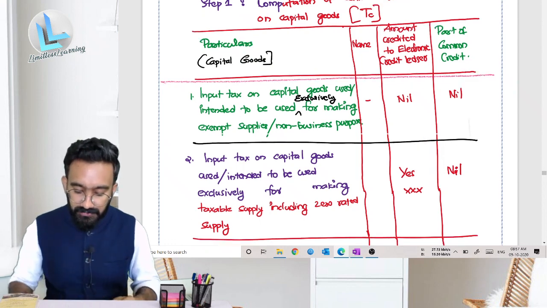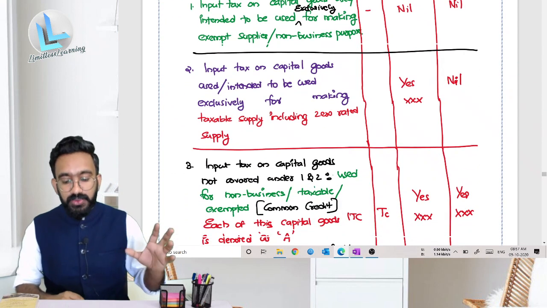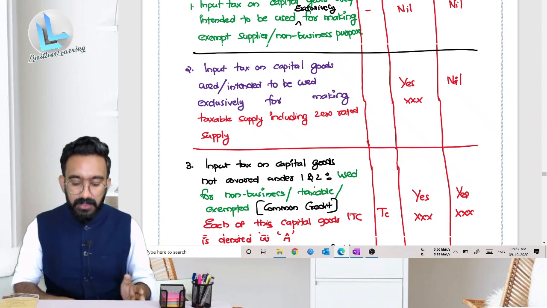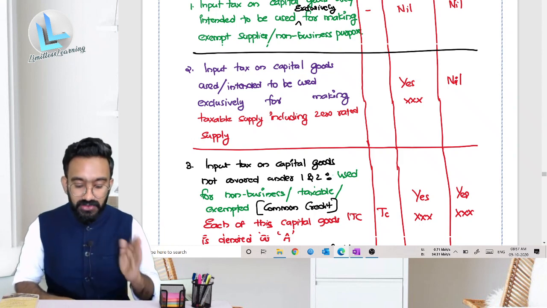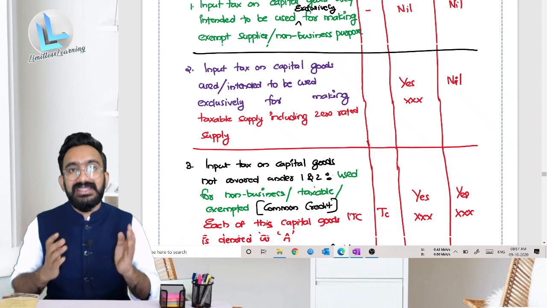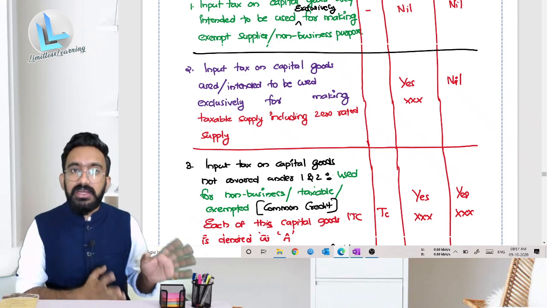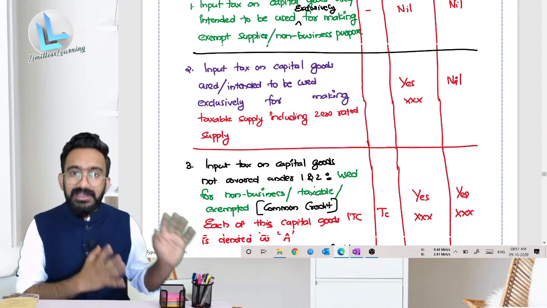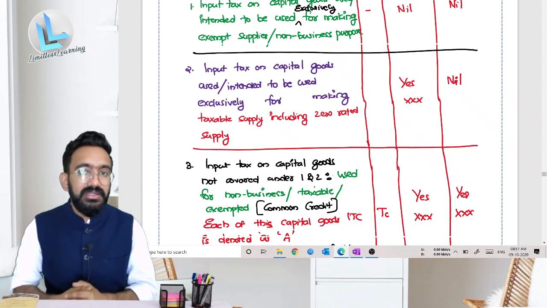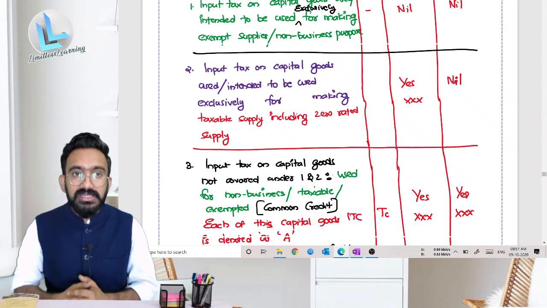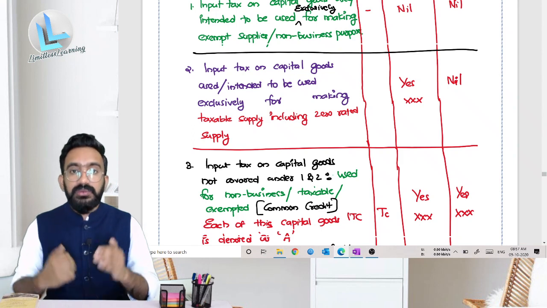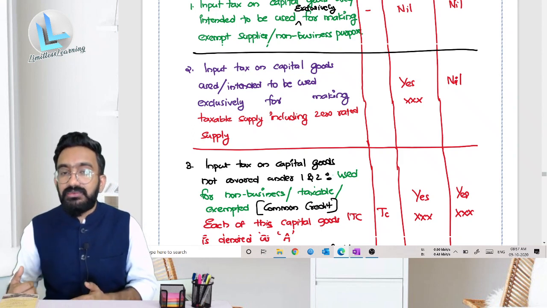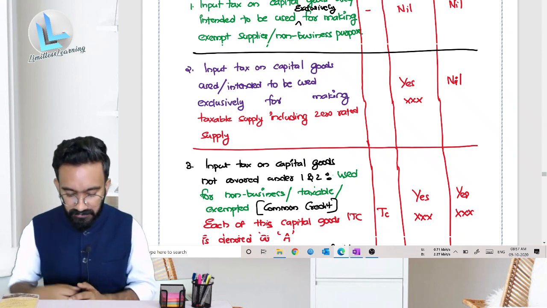Then the second type of capital goods is that I have input tax on capital goods which are used or intended to be used exclusively for taxable supply, including zero rated supply. This is fully used for taxable and zero rated, which is fully eligible for credit. So there's no problem there that I will tell you that I won't give you credit. So you will get full credit. There's nothing that I have to apportion, so nothing will be part of common credit.